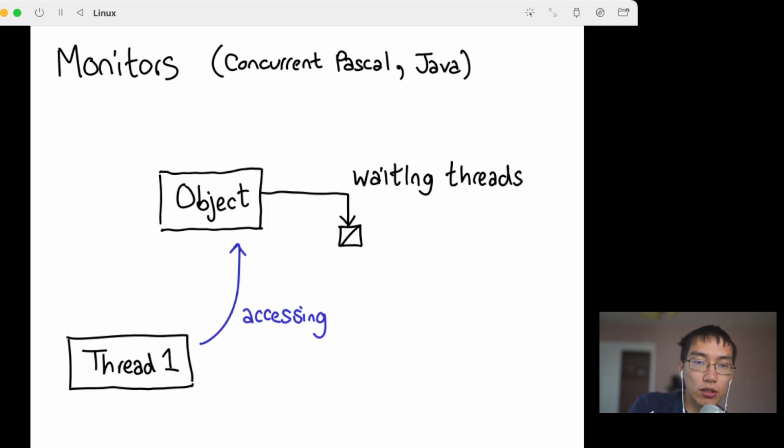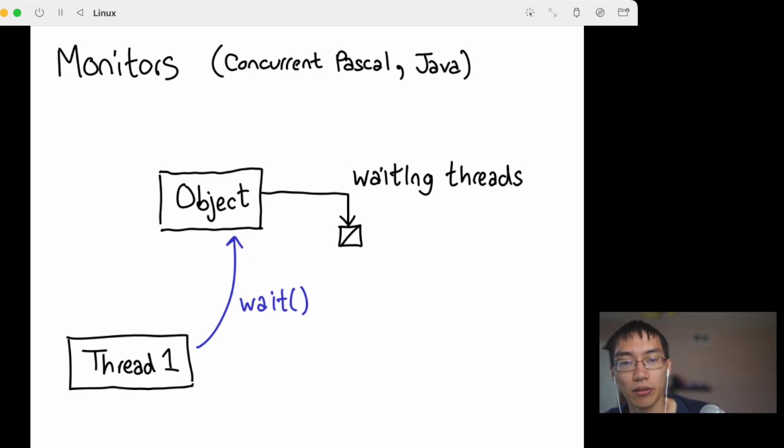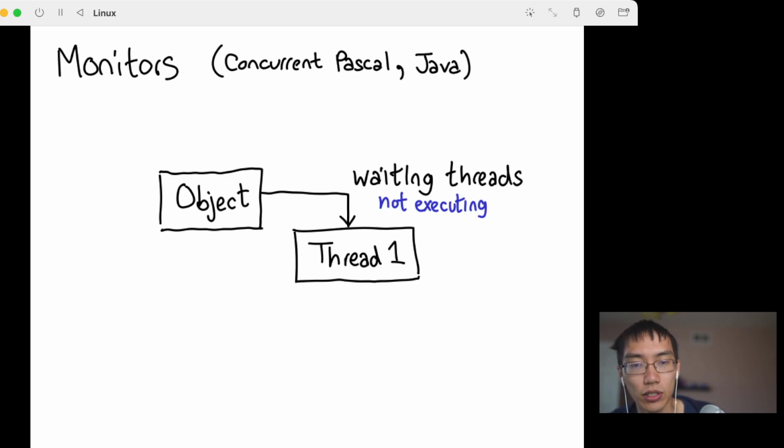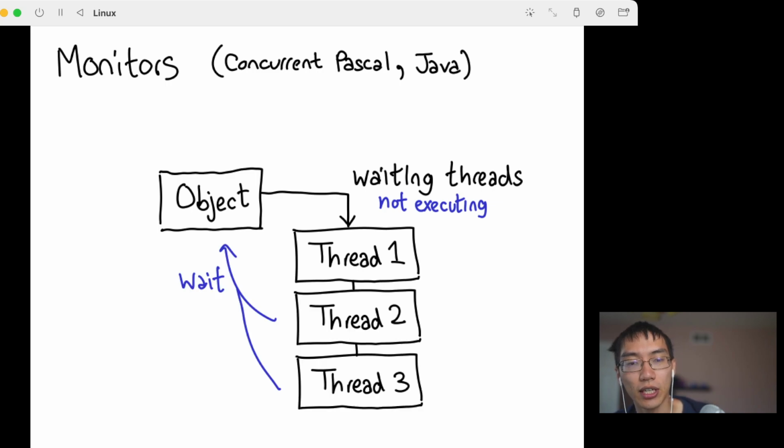So here's another pictorial diagram of what's going on here. I've got this thread accessing some object, and there's some number of waiting threads which are waiting for data on the object. And so when the thread calls wait on the object in question, this thread gets put onto the waiting threads queue. So it's not executing, and in fact, we can have lots of threads waiting on the same object in question. For example, in the multiple consumers case, if the buffer empties out, then all of the threads will end up waiting for new data in question.